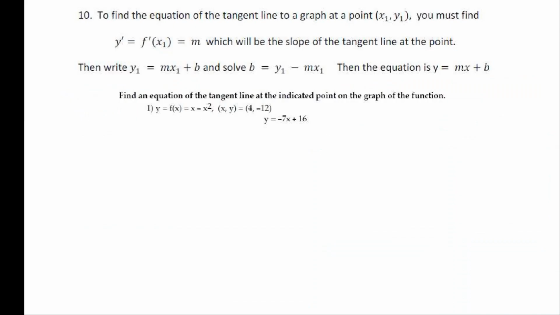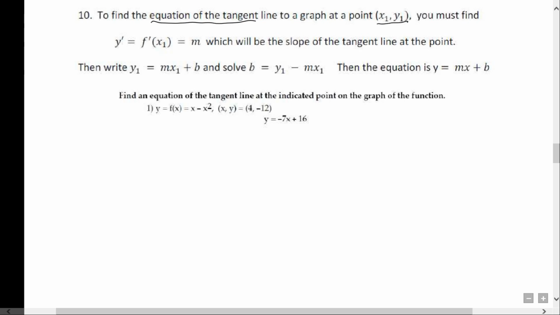Okay, this is the beginning of part 2 of the extra review for the final. One of the things, as we've always talked about, is sometimes you need to find the equation of the tangent line to a graph at a given point, x1, y1.